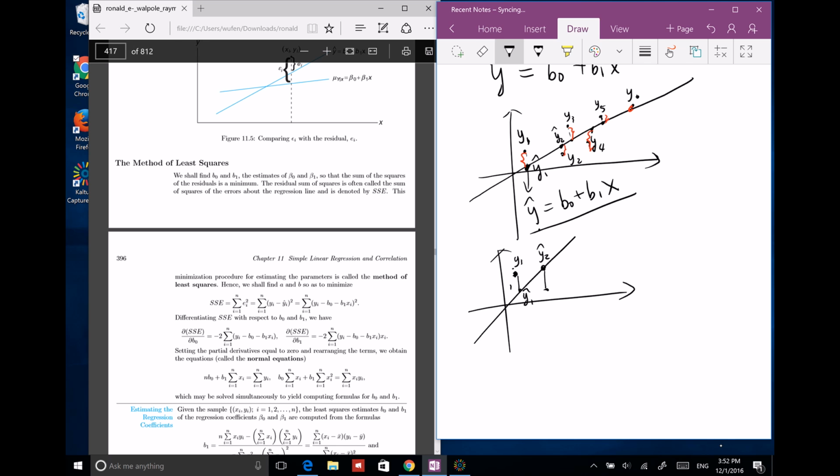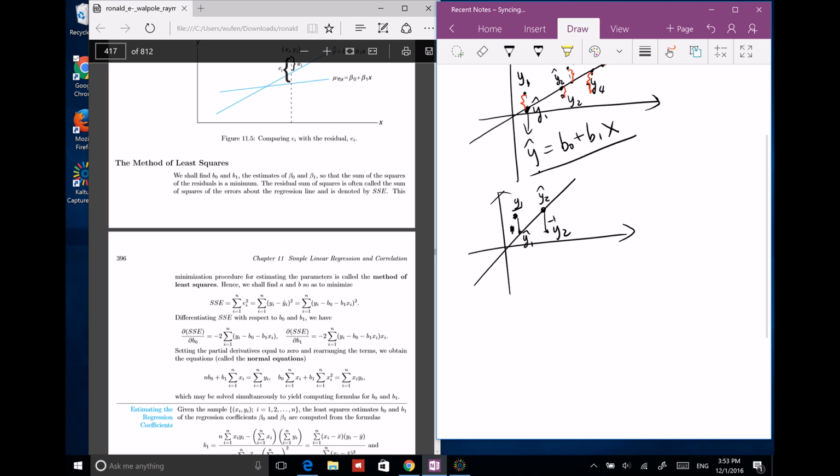So this is the y2 actual value. If you subtract, this error is 1. Subtract this one, error is negative 1. This one is above and this one is below. So if you add those two, there is no error. That's not right, right? Because you do have error. This one has positive 1 error, this one has negative 1 error. So you cannot say there's no error. If you just add them together, there is no error, which is not true.